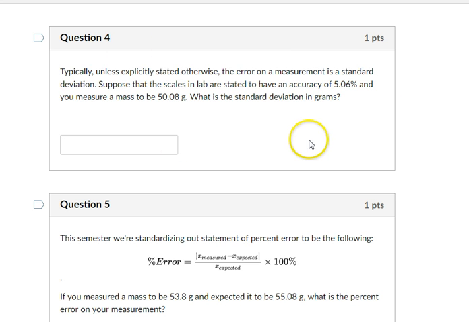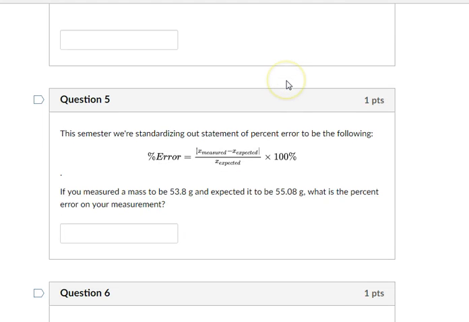Number 4 is pretty straightforward. Often we state the error on something or the accuracy of something as a percentage. That is typically meant to be one standard deviation. So if we say the scale has a 5.06% accuracy, and when we measure 50.8 grams, what's the standard deviation in grams? Well, you just multiply 50.8 times 0.0506. That one's pretty straightforward.